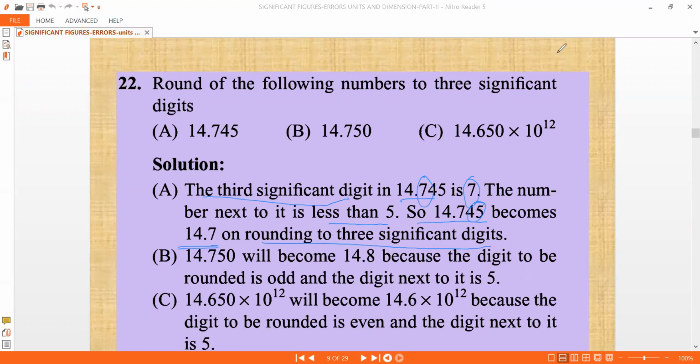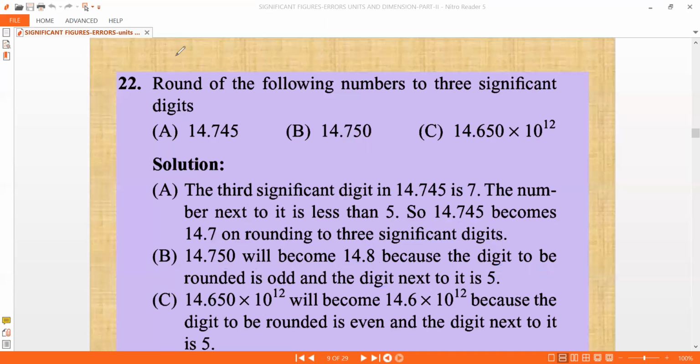So this is the basic idea. The next is 14.750. 14.750 will become 14.8. Why? Because the digit to be rounded off is odd, and the digit next to it is 5. So you can add 1 to this and make it 14.8. I hope it is clear. Because this is 7, which is odd.